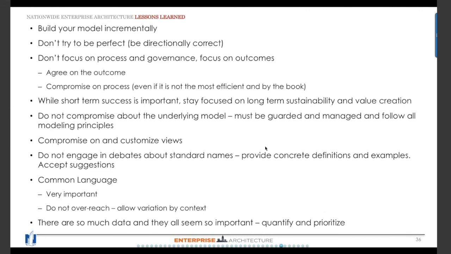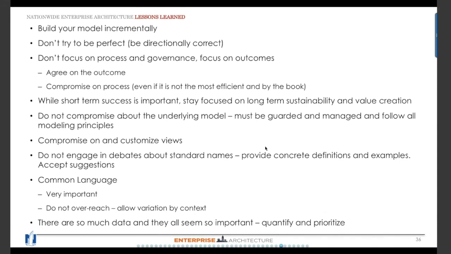Okay. Do not overreach. Allow variation by context. So what I mean by this is, a lot of times yes, we want to achieve a common language, but you'll see that there are a lot of places in the organization that use a very local language, and at your enterprise level, a common language that you created is almost meaningless in that context.